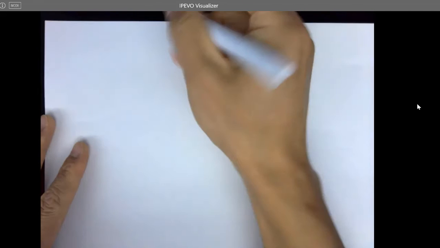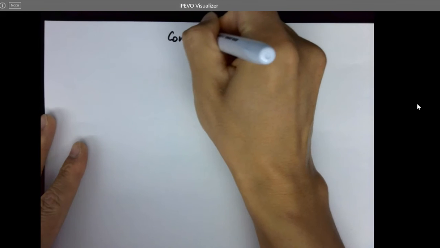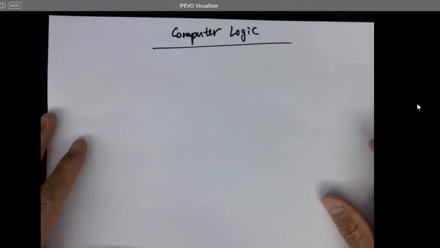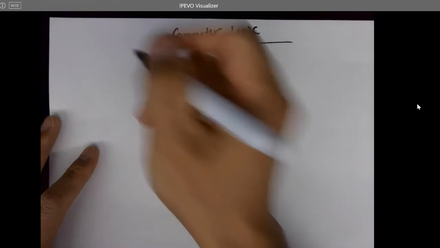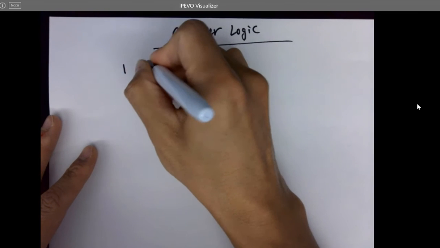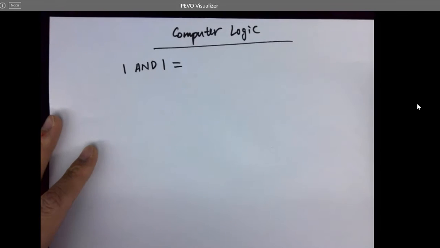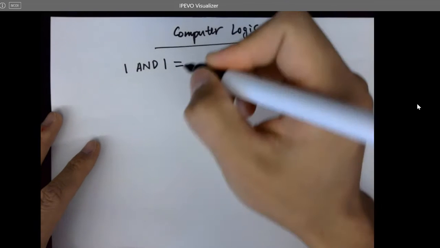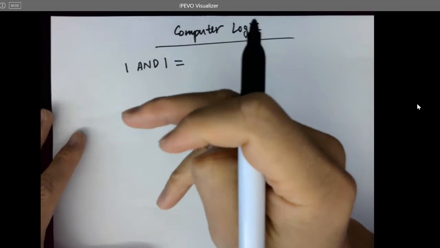And next, Boolean algebra, aka logic. Computer logic. It defines the rules in the computer system. So 1 and 1 is... no, 1 and 1. You don't have 2. It's 1.